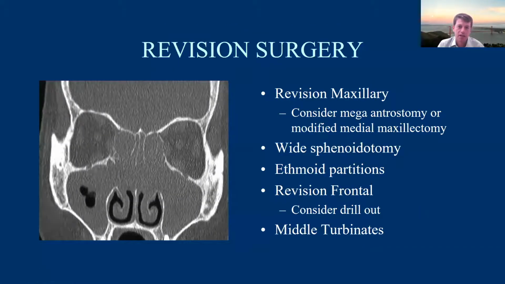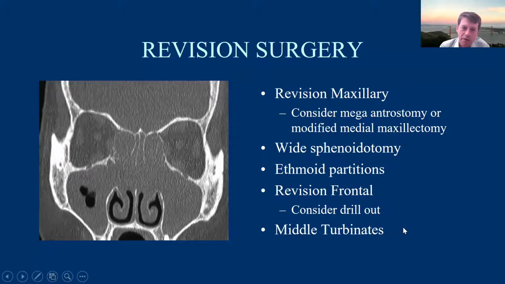Revision surgery is oftentimes the scenario in which I see patients who've had surgery in the past and then are referred for recurrent disease. Consider wider antrostomy. Sometimes the polyps have done a nice widening of that area to start. So mega antrostomy or medial maxillectomy is frequently not needed, but occasionally could be helpful. Wide sphenoidotomy is definitely important. Look for residual ethmoid partitions, and then decide how to manage the frontal sinuses, the frontal recess area, and the middle turbinates. For patients with extensive frontal disease, sometimes a Draf 3 or drill out procedure can be helpful.